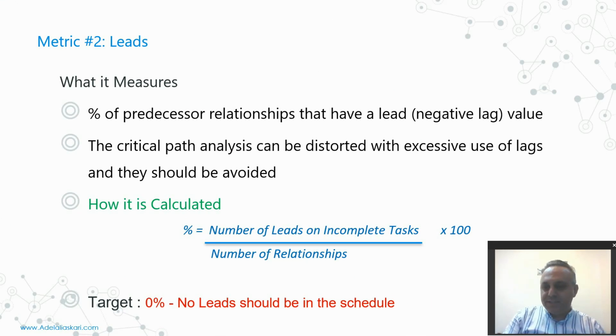This criterion is calculated based on this formula: the number of the leads on the incompleted tasks over the number of relationships multiplied by 100, and we have to have no leads in our schedule.